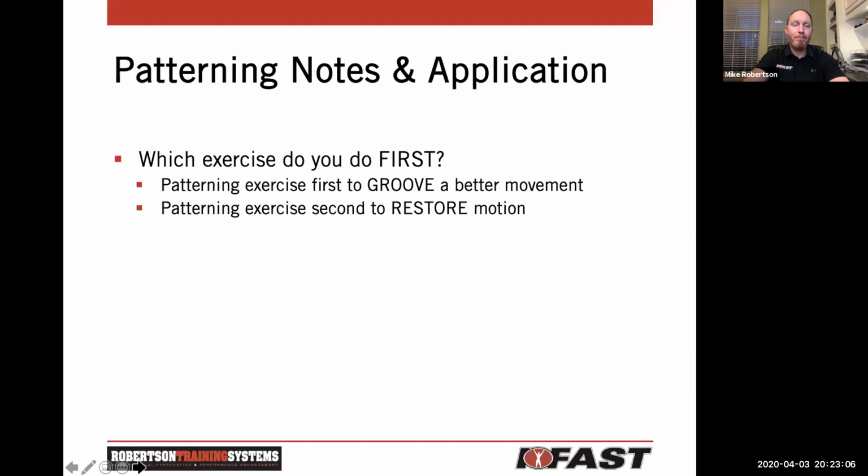So a couple notes here, and this is kind of like a chicken or the egg thing because people will say, well, which exercise do you do first? And I think of it as if I want to pattern an exercise, I'm going to do the inhibition exercise first, right? So I'm going to pattern, load. Now, if you're just looking to restore motion, right? So let's say somebody squats pretty well, but over the course of a workout, they tend to kind of lose their position a little bit, or they tend to default back to old patterns. What I may do in that case is do the loading exercise first, and then pattern them with the second exercise to restore their motion.